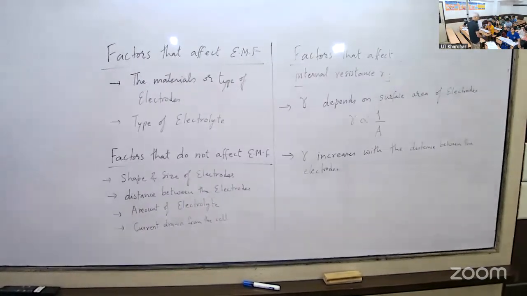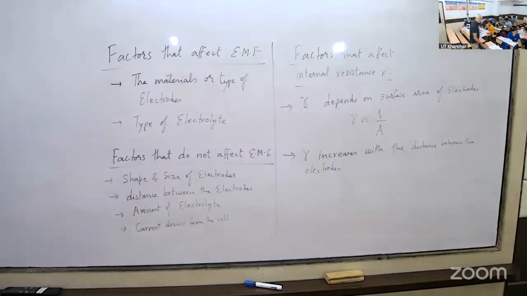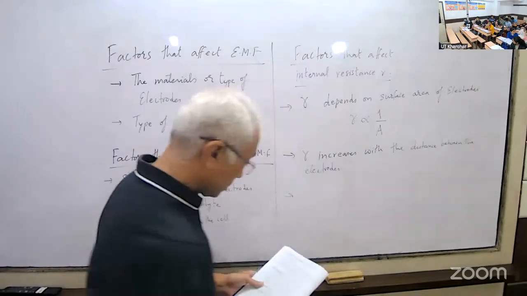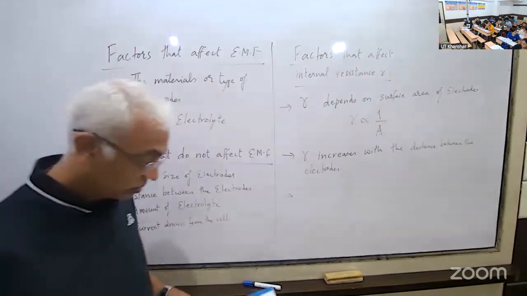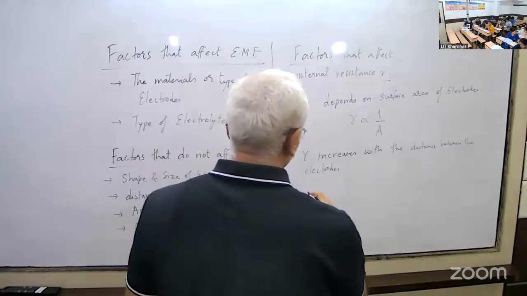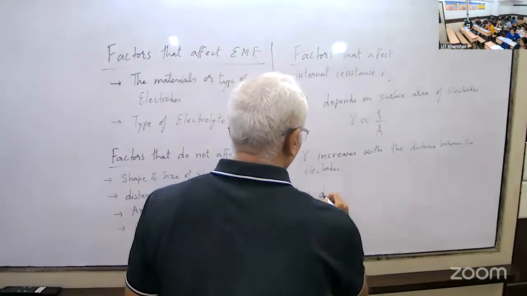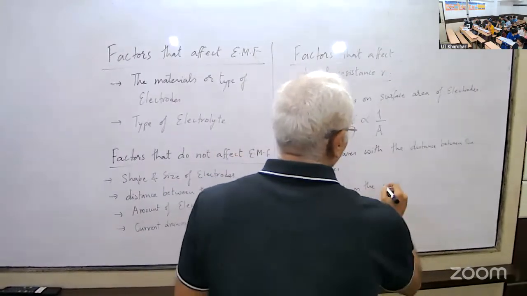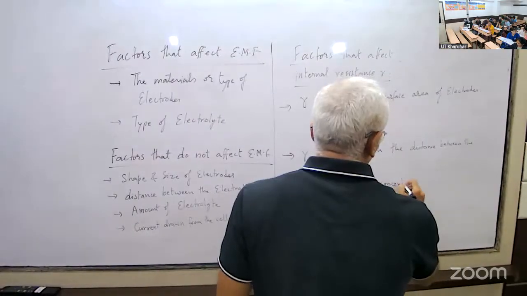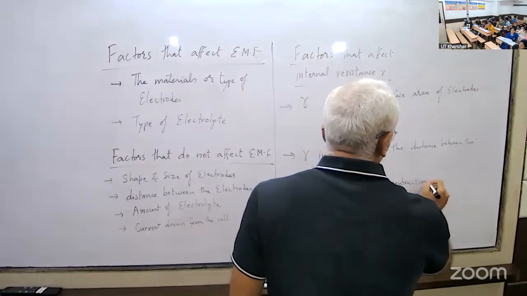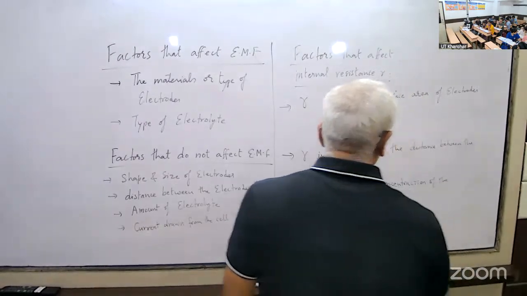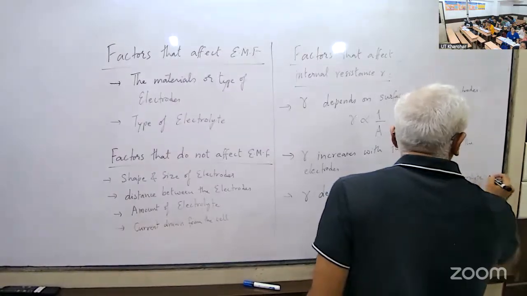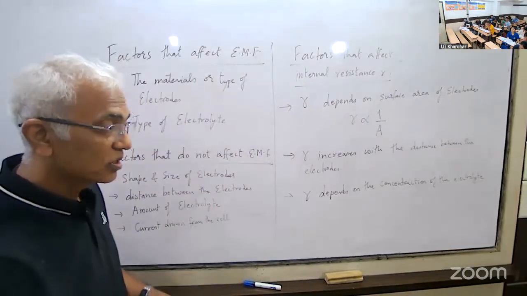It is not given in the volume. It depends on the distance between the electrodes. Then R also depends on the concentration of the electrolyte. R depends on the concentration of the electrolyte.